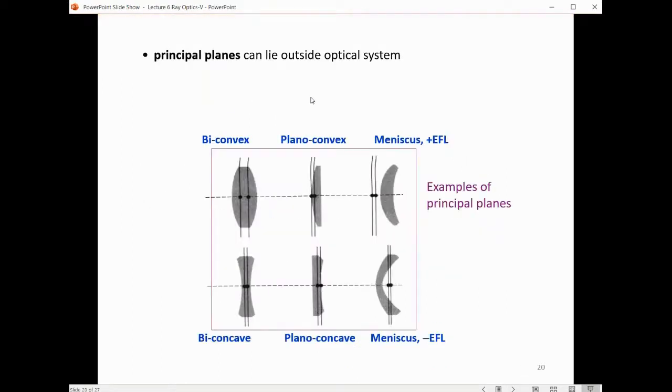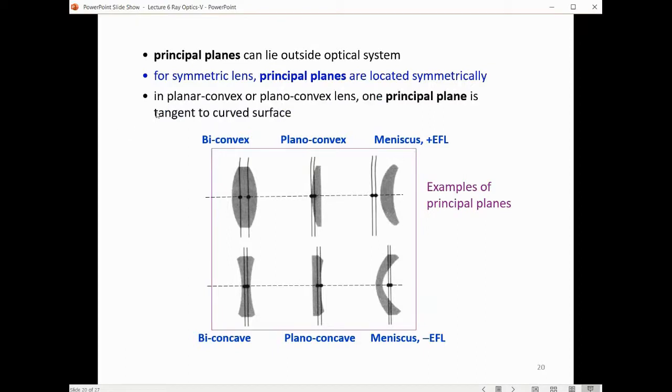Principal planes can lie outside the optical system. For example, in the meniscus lens, in which this represents the positive meniscus lens and this represents the negative meniscus lens. For symmetric lenses, the principal planes are located symmetrically, for example, in the biconvex lens as well as in the biconcave lens. In planar convex and planar concave lenses, one of the principal planes will be tangential to the curved surface. That's this plane here and this plane here.